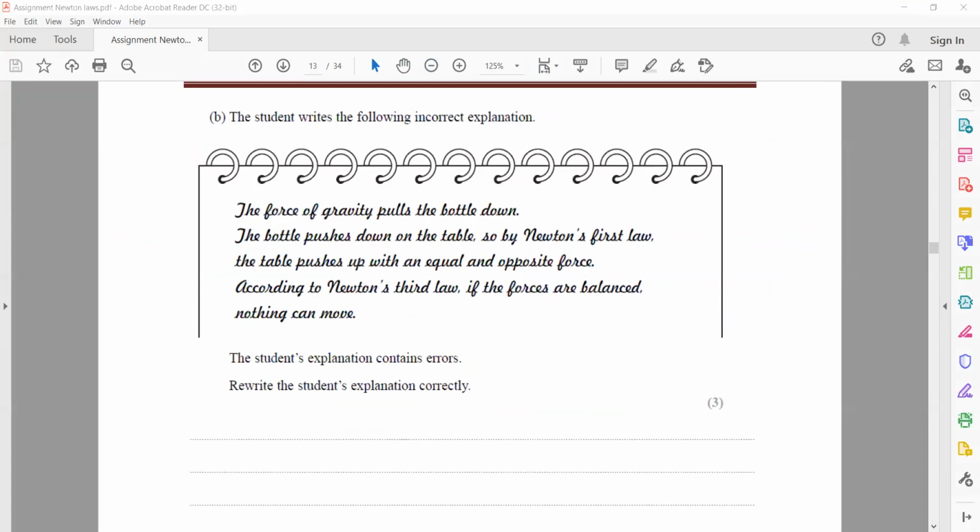So first thing, when we read this statement, the force of gravity pulls the bottle down. That's correct. The bottle pushes down on the table. So by Newton's first law, the table applies an equal and opposite force. But that's wrong. It is not by Newton's first law. It is by Newton's third law.